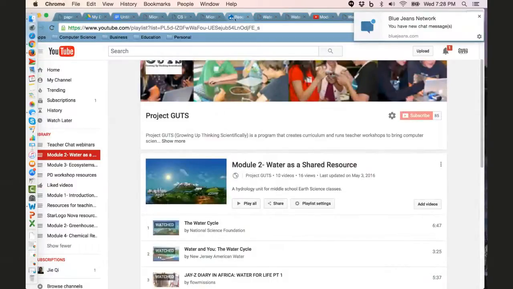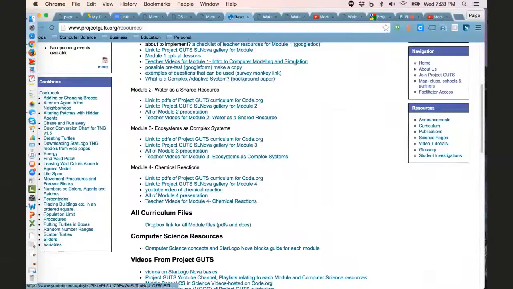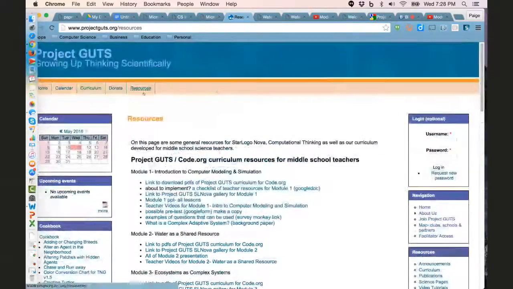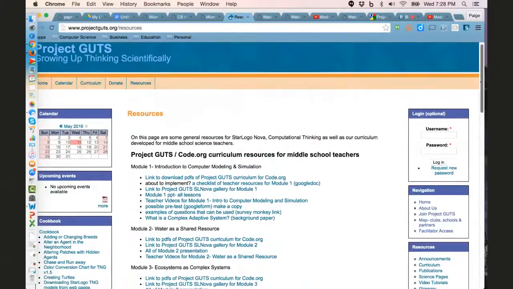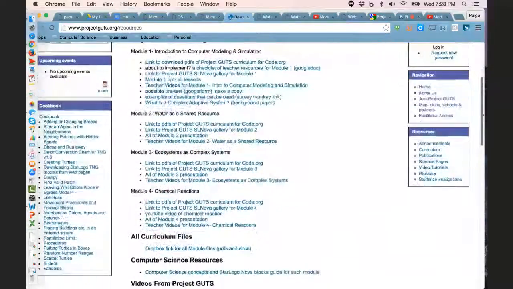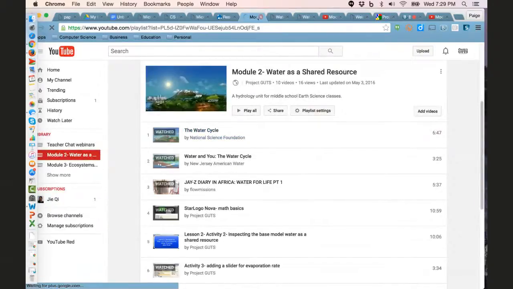The other way that I got there was, on our webpage, projectguts.org, we have a resources tab, and this is meant for resources relating to our computer science and science curriculum. For Module 2, Water as a Shared Resource, we have the teacher videos, and that takes you to that same area.